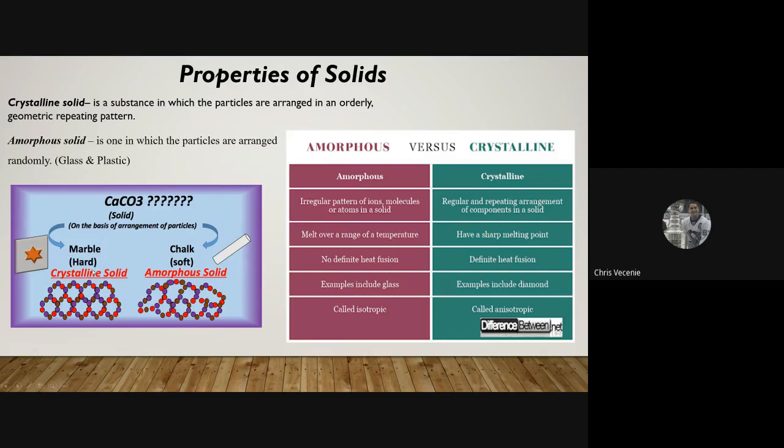If we look at the arrangement of particles, marble, like we see statues made out of, that fancy hallways are made out of, some countertops maybe at your house, is a crystalline solid of calcium carbonate.